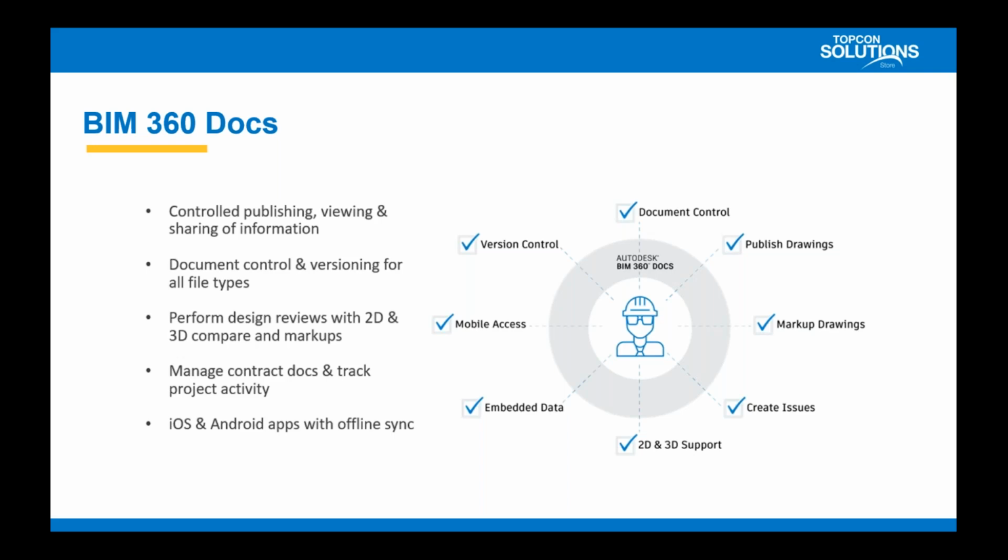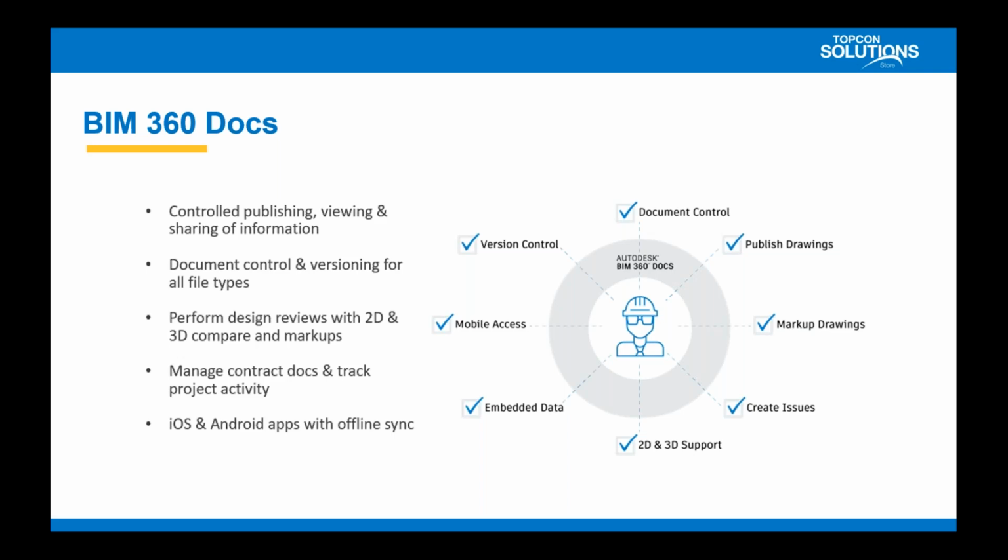It's all based off of docs. And essentially with BIM 360 Docs, this is where you're going to get your controlled publishing, your viewing and sharing of information, your document control and versioning for all file types, so your 2D and 3D or the PDFs, right? We're going to be able to perform design reviews with 2D and 3D, and we can also compare those documents.